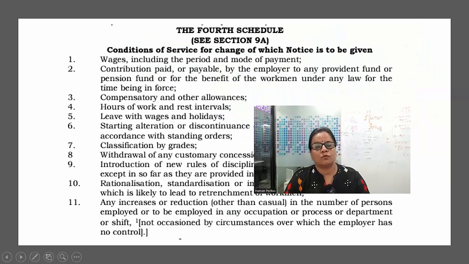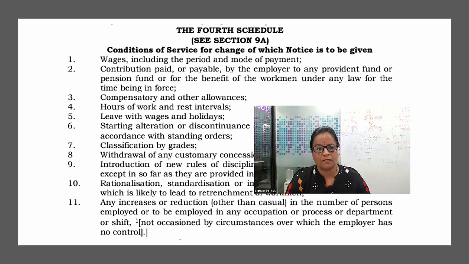Okay, so what I am showing you here is the fourth schedule from the Industrial Disputes Act. Basically, this schedule is all about the list of conditions of service for which the employer needs to serve a notice to the workmen before bringing out any changes in these conditions of service. So notice of change is nothing but information which needs to be given by the employer to the workmen who are likely to be affected by a change in the conditions of service proposed by any employer.